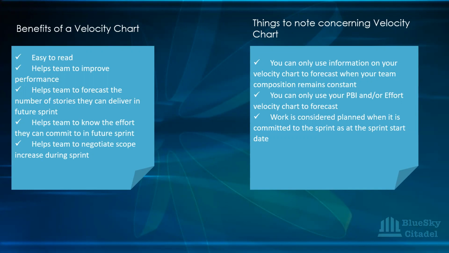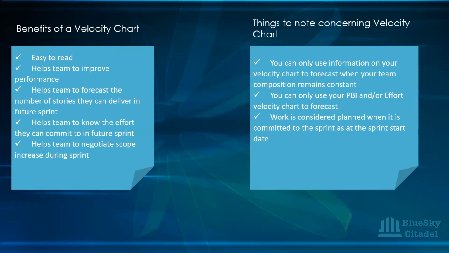Okay, it also helps you to know the efforts that you can commit to in future sprints, like I've said, and then it helps you to negotiate scope increase. In a situation where you planned something and there are additions to it, you're able to show that chart to the product owner, and even the stakeholders that bring in the increase, and tell them that, okay, the way it's erratic, that is not consistent, we might not be able to finish to timeline. That helps to reduce the scope increase that keeps coming into the sprint.